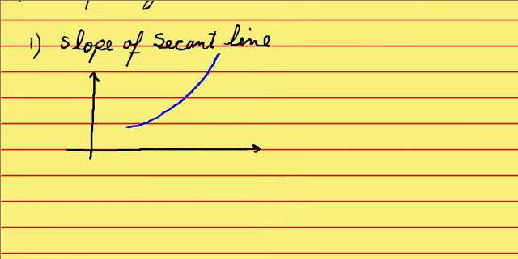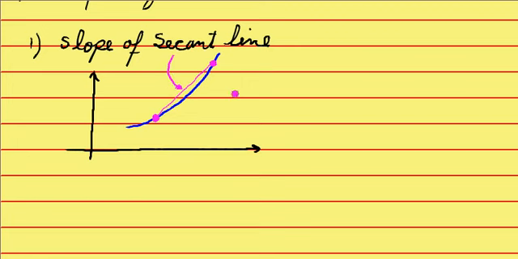We first concentrate on a base point, for example this point. We want to know how fast the function rises at that point. Our first attempt is approximating it by figuring out some other point on the curve, connecting these two with a straight line, and finding the slope of that straight line instead of the curve itself. This line by itself is called the secant line.